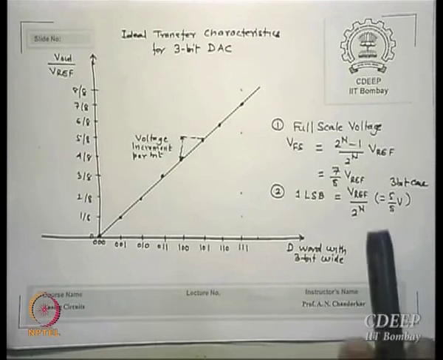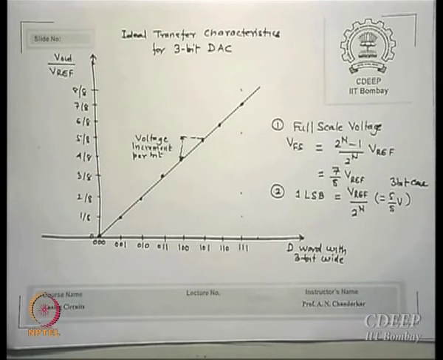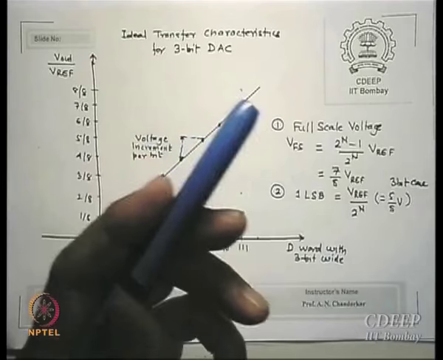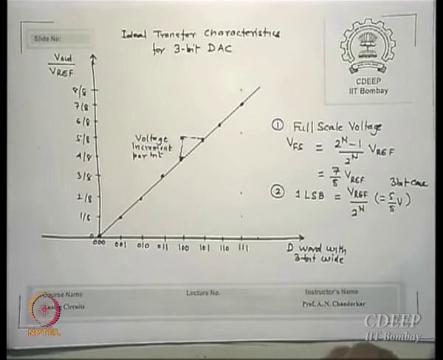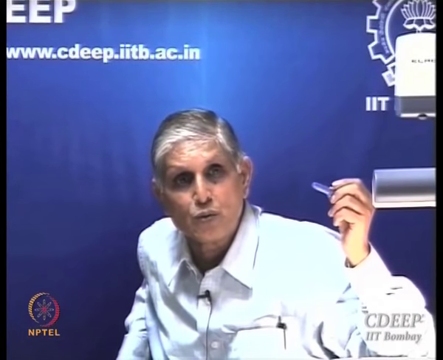I go from a 3-bit wide DAC to a 4-bit wide DAC. Then I will get V reference by 16. Is that clear? If I make it 12 bits, I will get 1 upon 2 to the power 12 into V reference. So the smaller the resolution I am asking for, the larger the bit size of the DAC I will have to use, and the larger the number of bits, the hardware will start increasing proportionately. Is that point clear? Is that okay? So this is an issue which DAC people have to attend to. Okay.